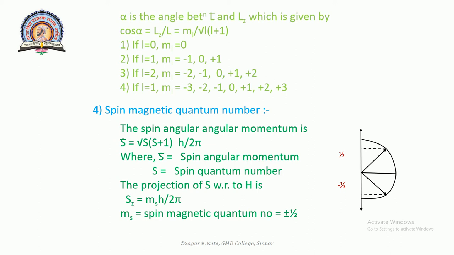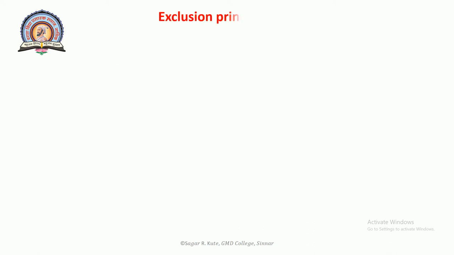Now the next topic is the exclusion principle. Pauli's exclusion principle states that no two electrons in the same atom can have the same four quantum numbers. Pauli's exclusion principle puts certain restrictions on the values of the four quantum numbers. When this principle is applied to the atom, the following two conclusions can be made.